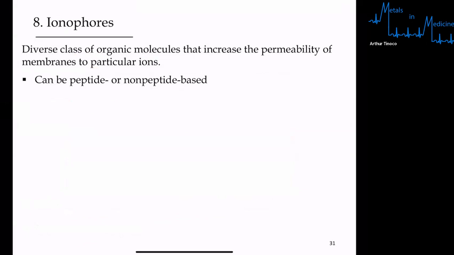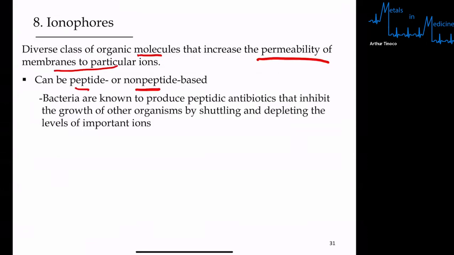But then I alluded to this idea of ionophores. These are molecules that participate in movement. In a classical representation, these are a diverse class of organic molecules that increase the permeability of membranes to particular ions in living organisms. They can be peptide-based or non-peptide-based.